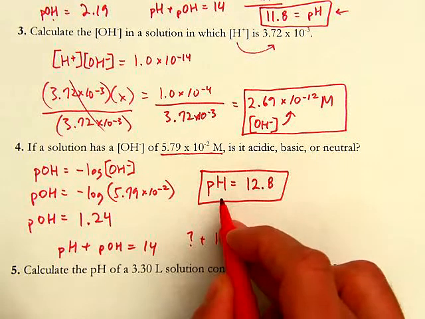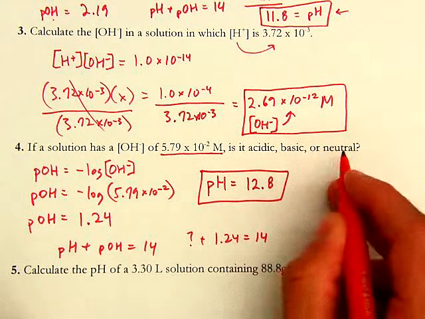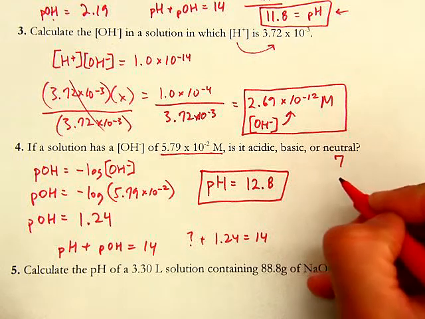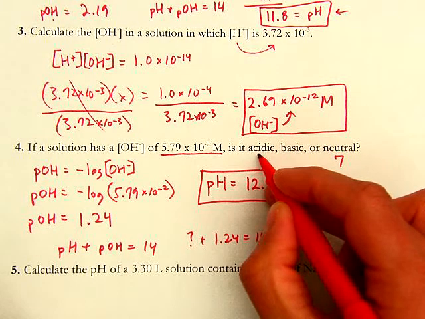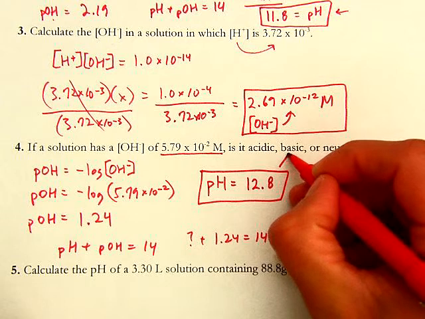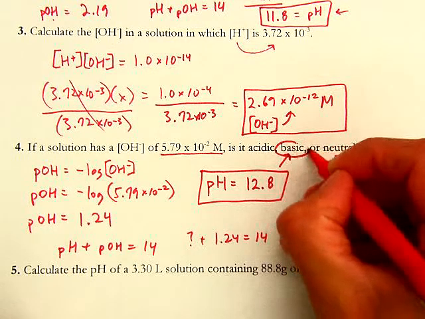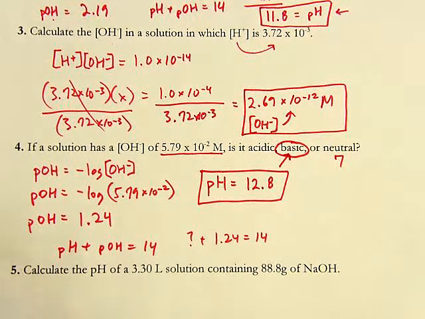Based on my pH, is it acidic, basic, or neutral? Neutral is a pH of 7. Basic is more than 7. Acidic is less than 7. This is basic. But based on our relationships and using our pH toolbox, we could have come to this same answer going multiple ways.